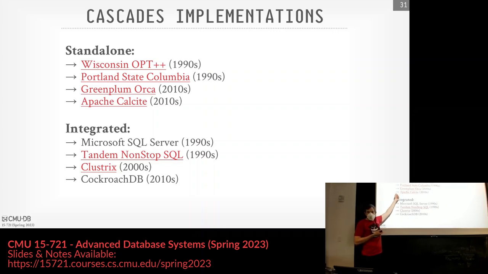Because what? This is C++. As opposed to what, C? Yeah. So then there's Greenplum, Orca, and Calcite, which we'll talk about in a second. Like I said, I don't think Calcite is truly Cascades, but SQL Server we've talked about before. We'll go a little bit into detail.